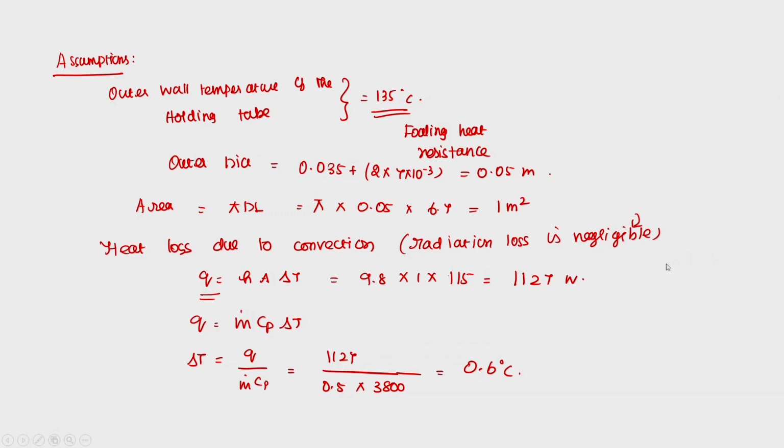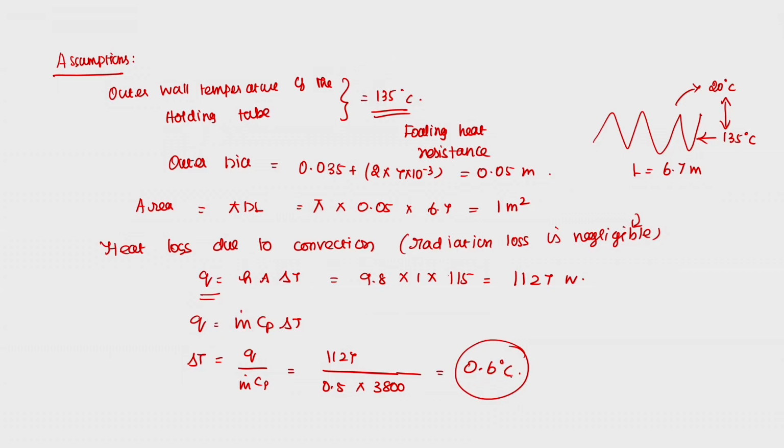So, what happens, you are having a holding tube. The product is at 135 degree centigrade and the length of the holding tube we just found out as 6.7 meter, and it is in a sterile air environment at 20 degree. Though the insulation is proper, there may be heat losses due to convection. Due to that, it is losing almost 0.6 degree temperature in the product.